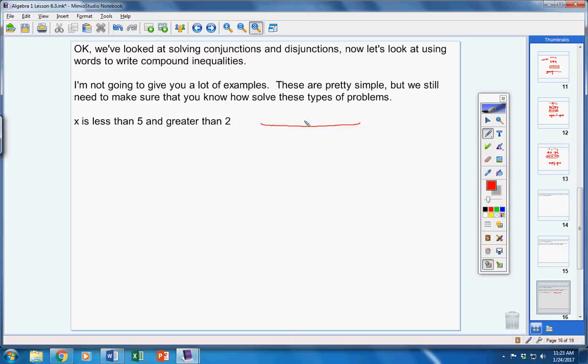My critical values are negative 2 and 5. X is less than 5 and greater than negative 2. So there's the graph. And I can see there's no equal sign. It doesn't say x is less than or equal to 5, greater than or equal to negative 2. It doesn't say equal anywhere. So these points are open.